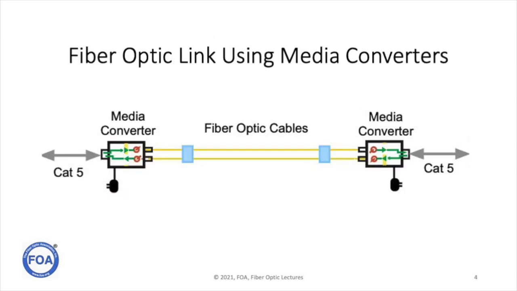A media converter is basically a fiber optic transceiver packaged in a standalone module. Its connection to the electrical domain is through a Cat5 cable for Ethernet, and the fiber optic cables are through standard fiber optic connectors.